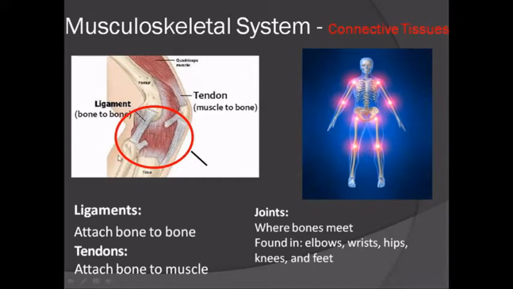Ligaments are connective tissues that are a part of the musculoskeletal system which attach one bone to another bone. So this one is the example. We also have tendons. These are connective tissue structures that attach bone to muscles. And we have what we call joints, where bones meet, found in elbows, wrists, hips, knees, and feet. And these are the parts of our body that we can move with a maximum range of motion.